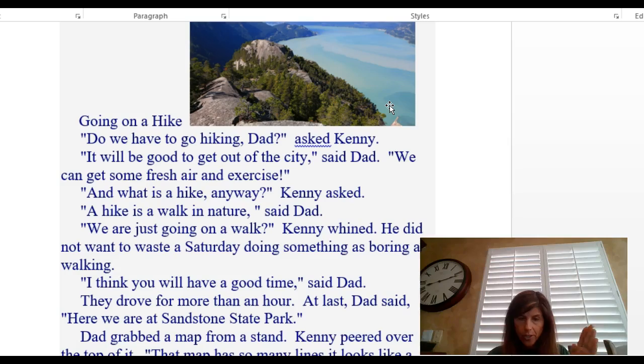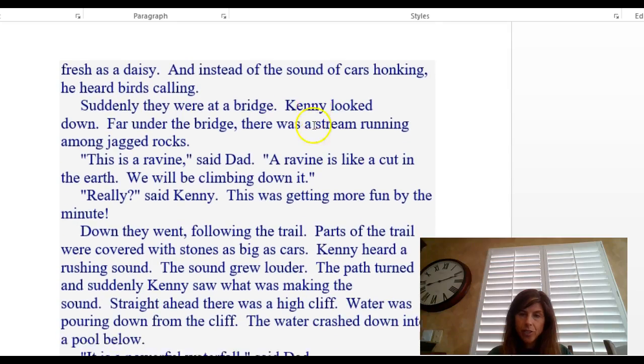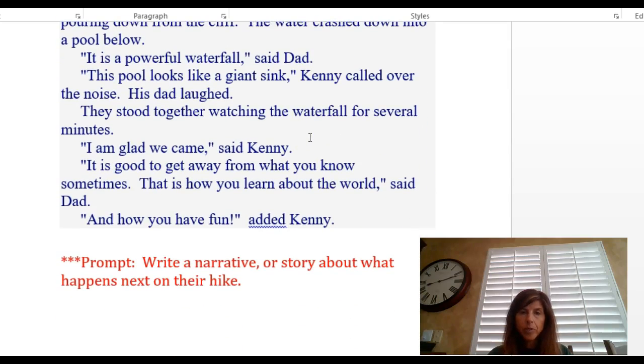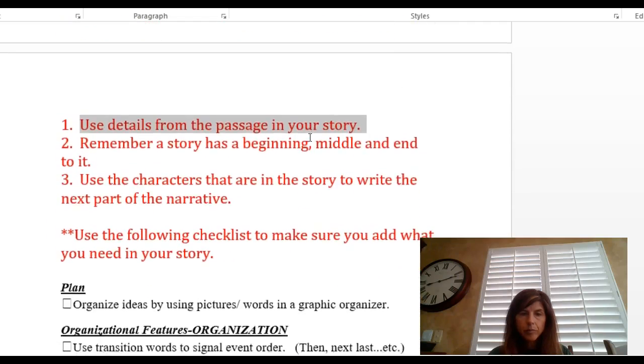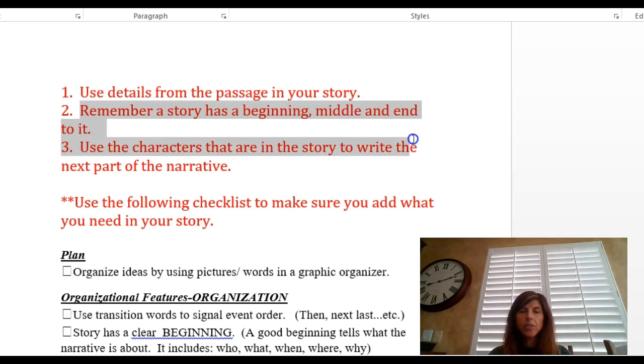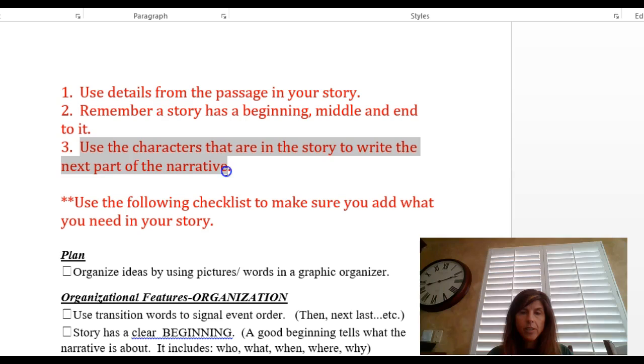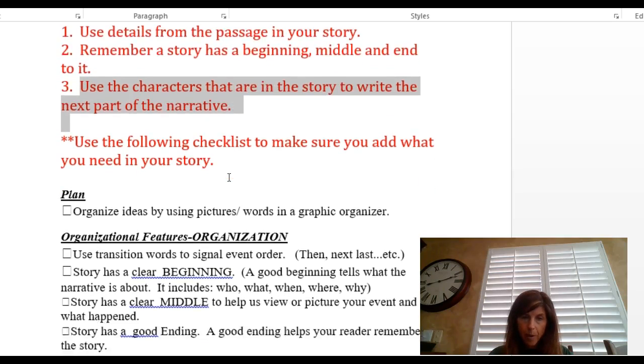If you want to add characters, you can. You can have another adventure if you want. It is completely up to you, or they can continue their hike. Remember, a story has a beginning, a middle, and an end to it. So you will be writing that. You can use characters that are in the story. We already talked about that.